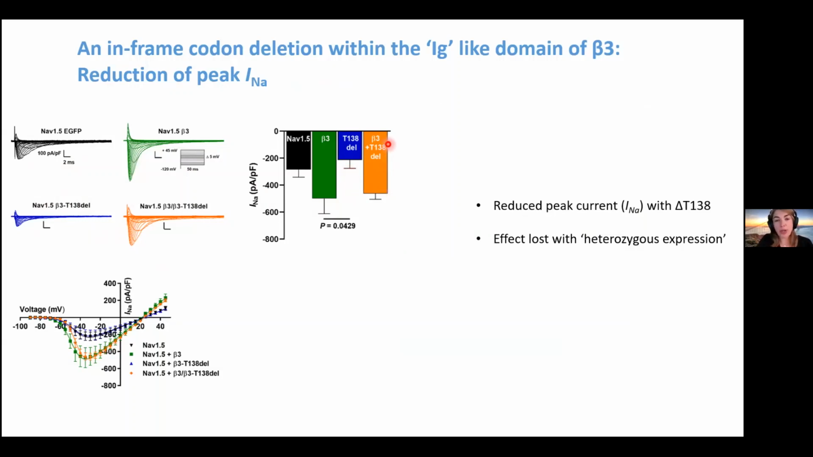However, when you co-transfect the wild type beta 3 with the loss of that threonine 138, suddenly the current looks more like just the beta 3 on its own, which wouldn't really account for Brugada syndrome.